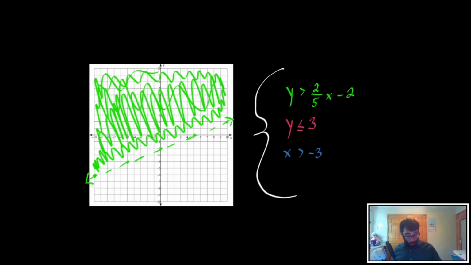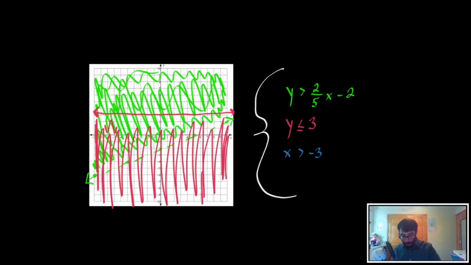Now the next inequality, notice it's just y less than or equal to 3. That's just a horizontal line, okay? It doesn't have a slope, and its y-intercept is 3, so let's go ahead and graph that one. So that's our second inequality graph, and you should already start to see this region where the overlap solutions are, okay? Notice I'm already contained to just this kind of triangular region here.